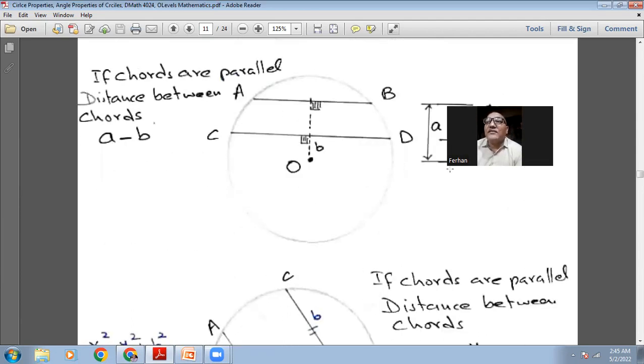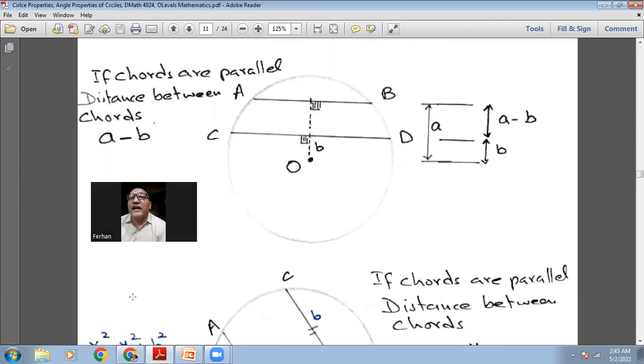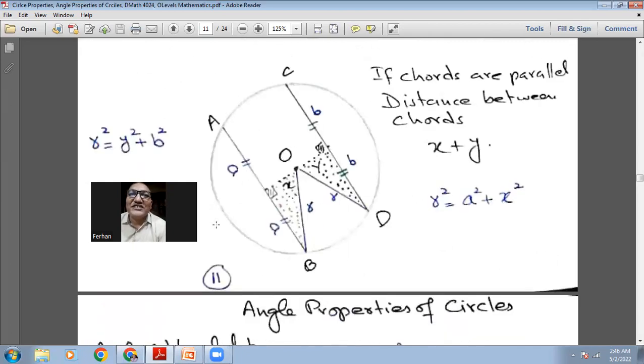Here we have another example, and it's the same example, but this time the AB chord and the CD chord, which are parallel to each other, are on the same side of the center. So, for example, if the perpendicular distance of AB from the center is A, and the CD's distance from the center is B, then the distance between the two chords will be A minus B.